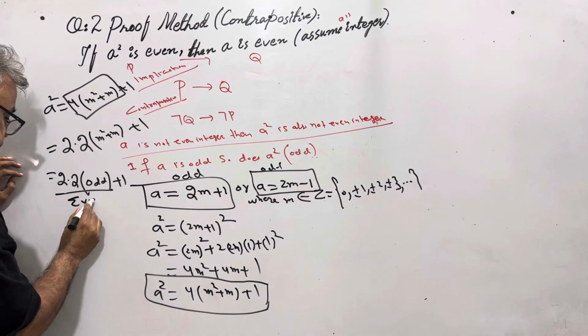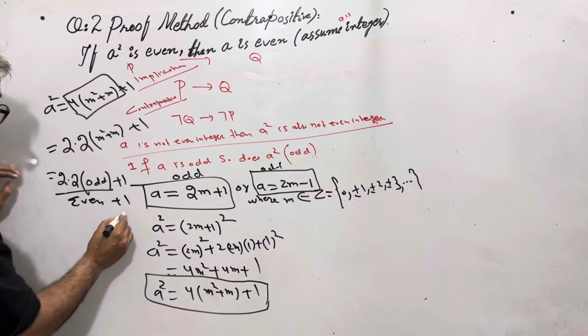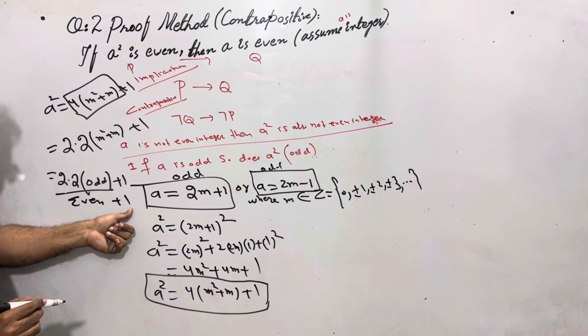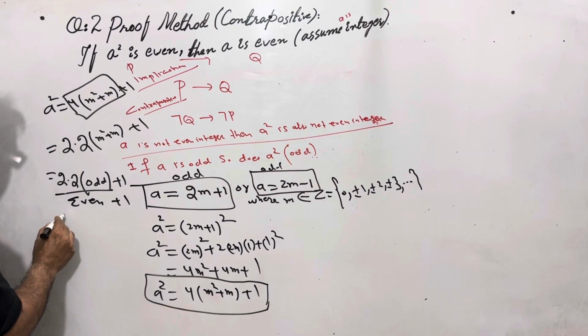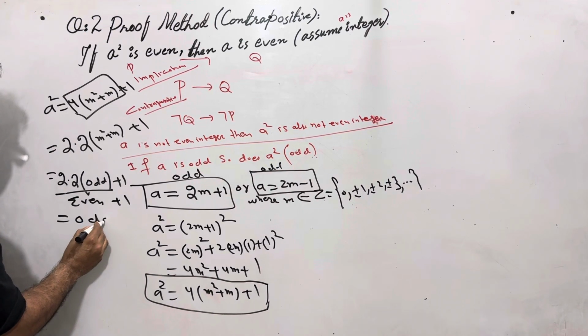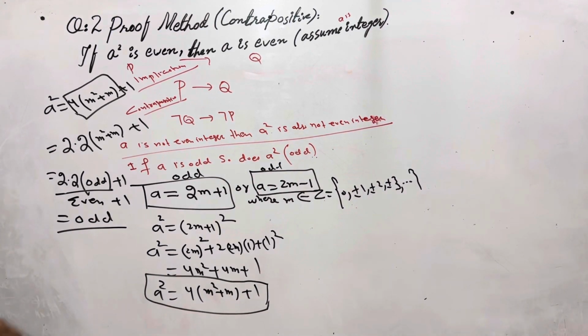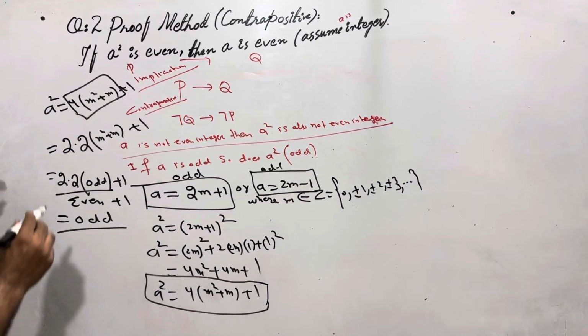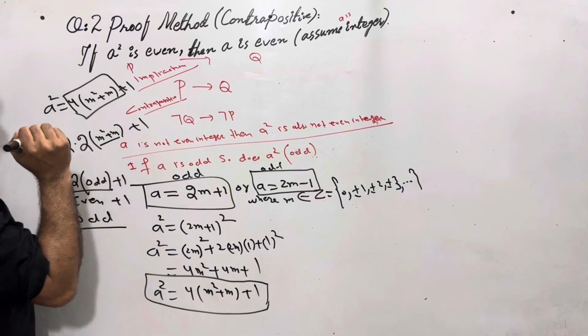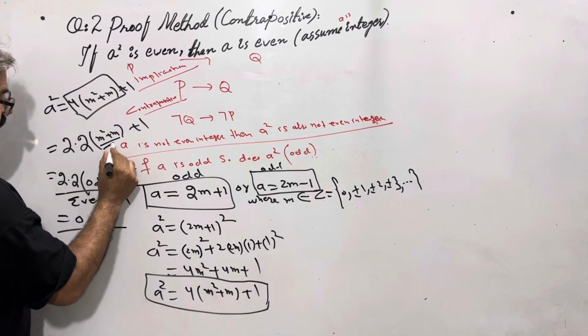This quantity is even, and plus 1. If we add 1 to an even integer, it will give us odd. So this quantity is odd whenever m square plus m is odd.